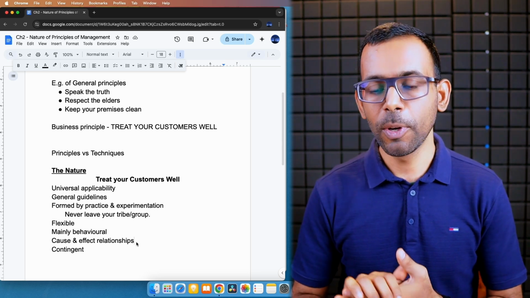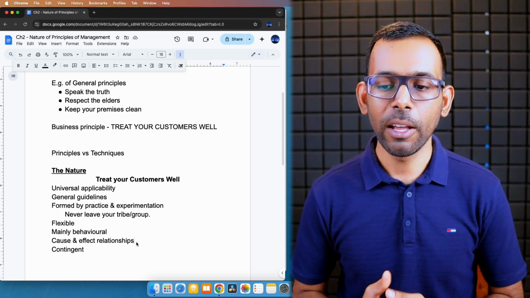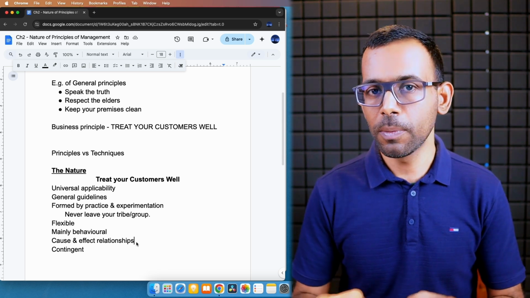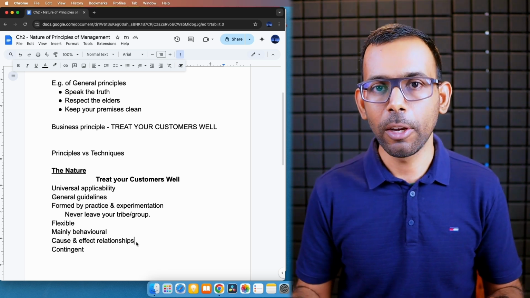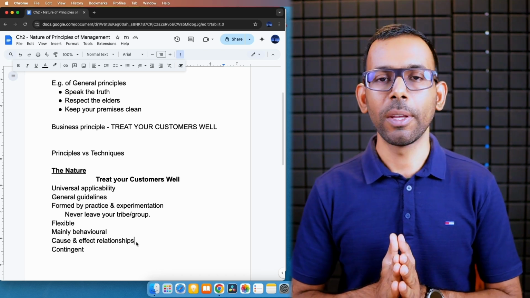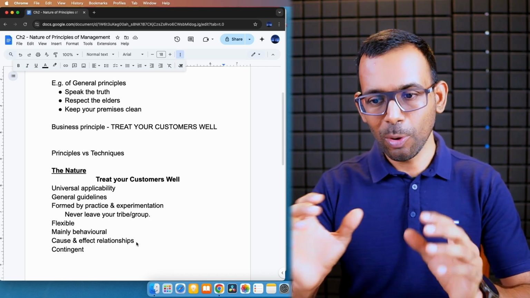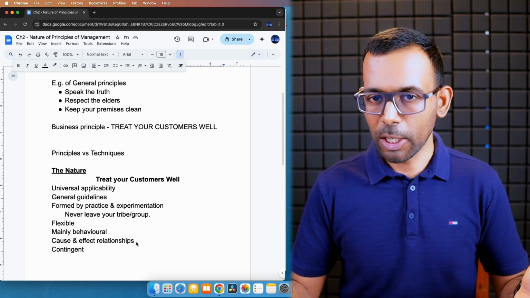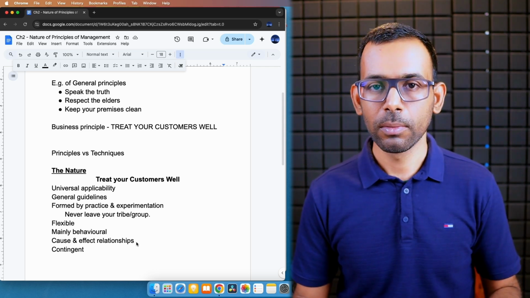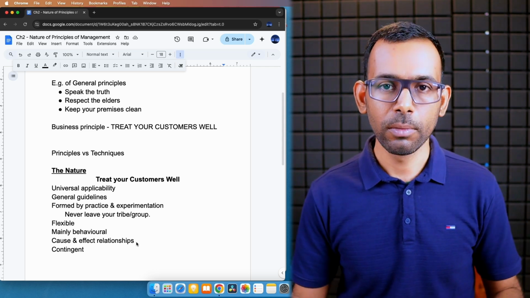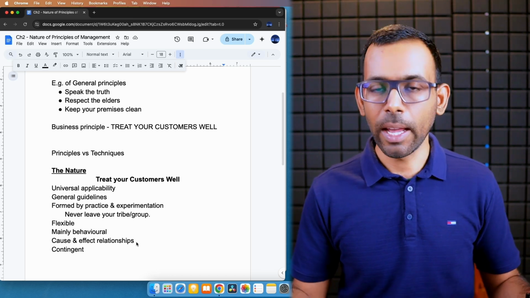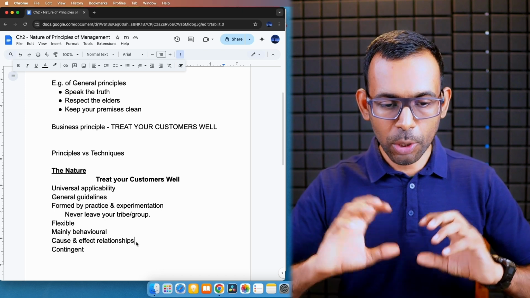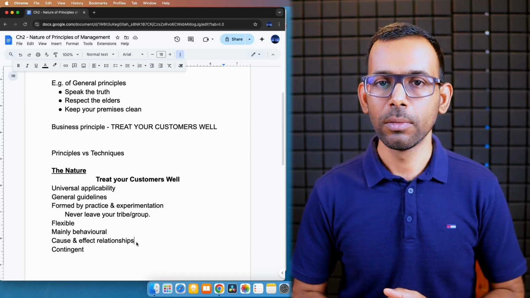The next thing is principles reflect a cause and effect relationship. Principles will always have an action element and a consequence element to them. Let me give you an example. Treat your customers well, back to our old example. Let's do an experiment. For one month, don't treat your customers well. Don't welcome them. Don't offer them anything. Don't shake hands. Don't smile at them. Make sure that you don't treat them well.